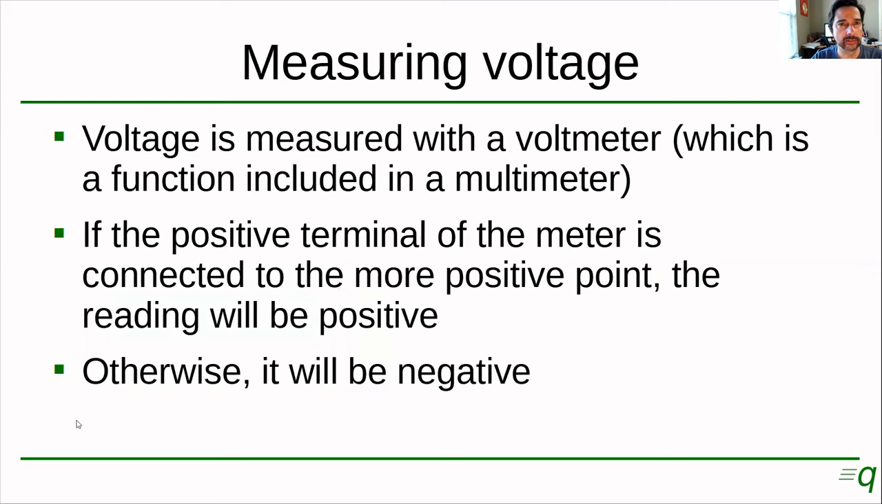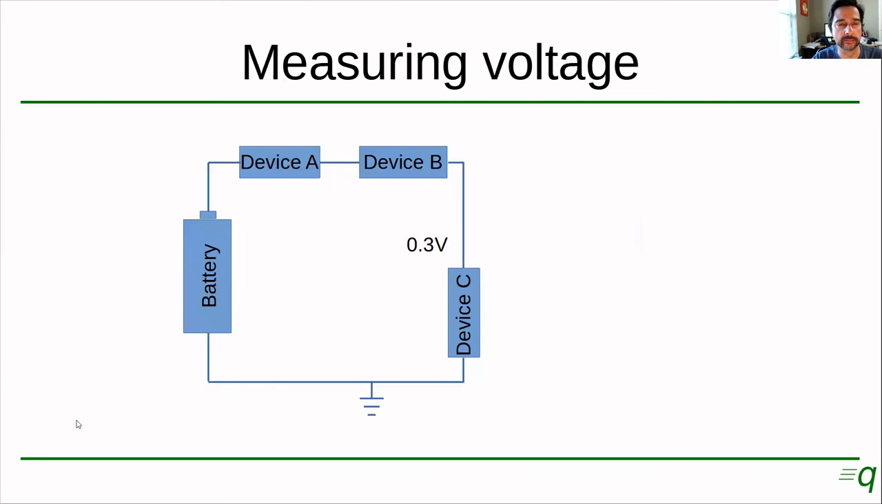So let's have a look at how we measure voltage. Voltage is measured with a voltmeter, which is a function included in a multimeter, right? If you have a multimeter, you have a position in your main function selection knob that is going to be voltage measurement, right? So that's going to be working as a voltmeter. If the positive terminal of the meter is connected to the more positive point, the reading will be positive, otherwise it will be negative. Let's have a look with a quick example here.